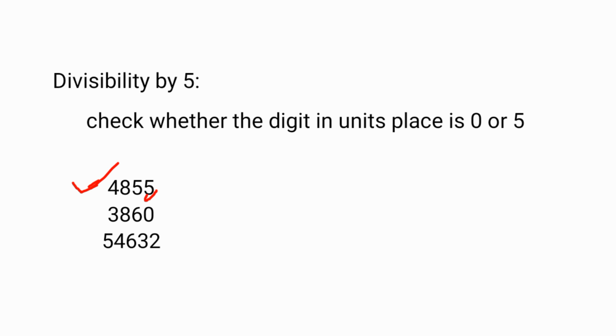In the second number, the digit in units place is 0. If the digit in units place is either 0 or 5, then that number is divisible by 5. So 3860 is also divisible by 5. In the third number, that is 54,632, the digit in units place is 2. Since the digit is not 0 or 5, this number is not divisible by 5.